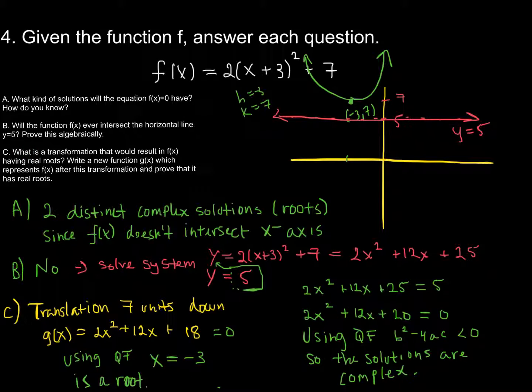What sort of transformation would result in f of x having real roots? Well, an easy way to do it is just say, what if I brought the vertex down to the x-axis?